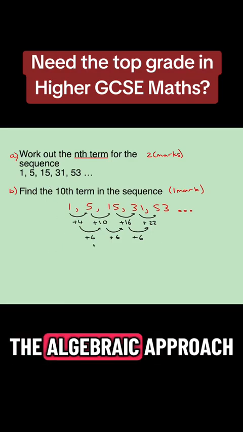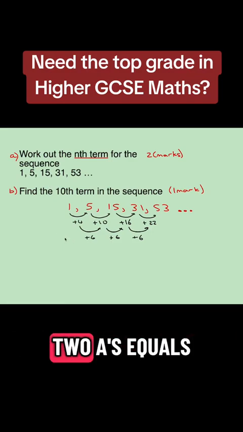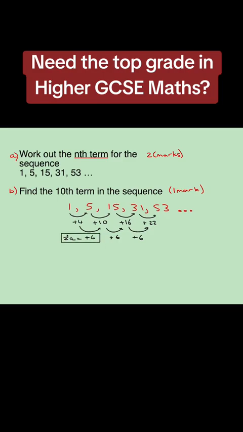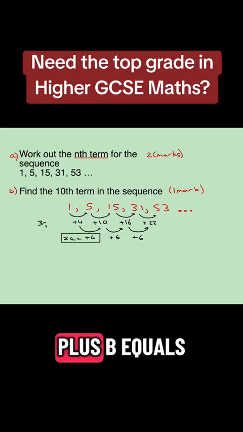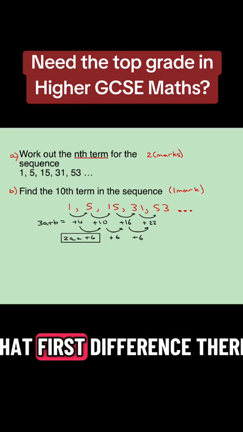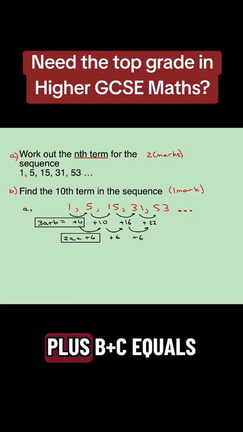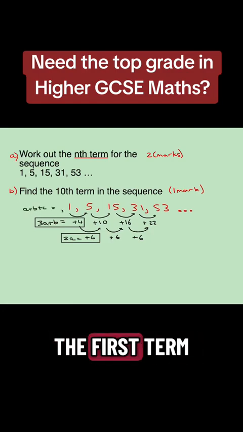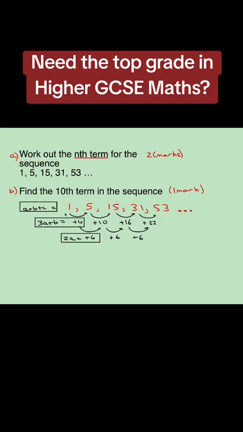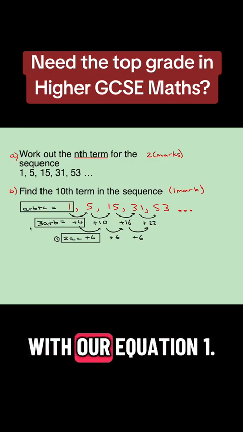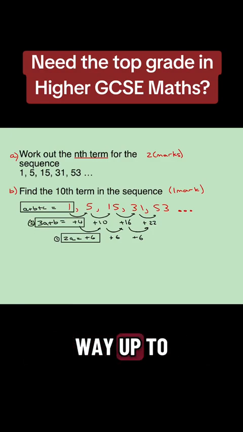So we're going to use the algebraic approach on this one. We're going to just remember 2a equals this +6 at the bottom there. You need to remember 3a plus b equals that first difference there. And you need to remember a plus b plus c equals the first term of the sequence. Once you have these 3 equations, we're going to start with equation 1 and work our way up to equation 3. So we'll start with equation 1.